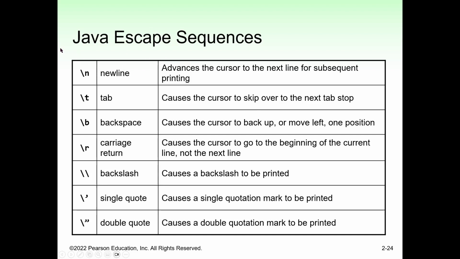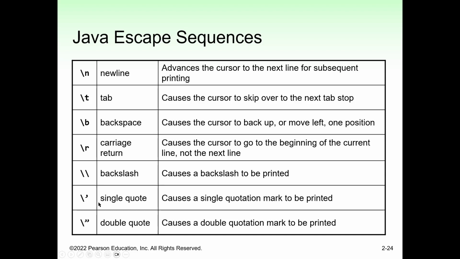Here are some of the Java escape sequences that we have. \n is going to be a new line, \t is going to be a tab, \b is going to be a backspace, so it's going to move your cursor left one position. Then \r is going to be a carriage return. Then double backslash is just going to print one backslash, because remember what we use double slash for? We use that for comments in Java.